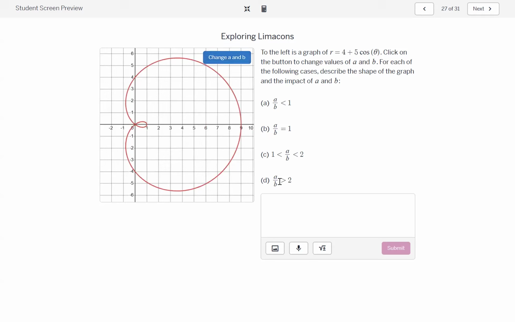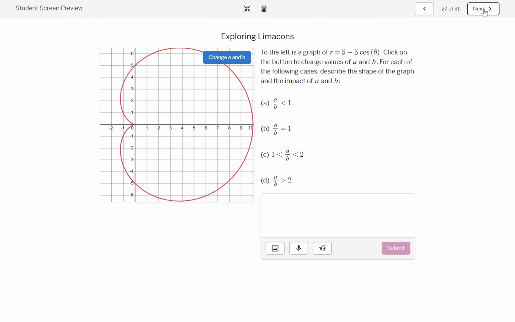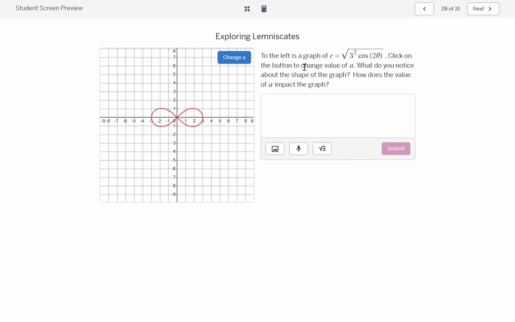I'm trying to find one where A over B is bigger than 2. I don't know if we get one. No, I think they're all 3, 4, and 5. So that's okay. We don't have to fill in anything here. It's more just like, look, graphs do pretty things.